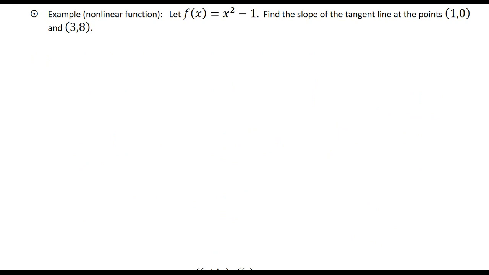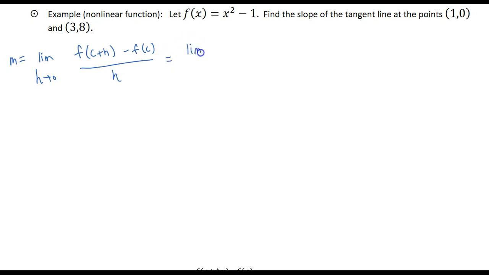Now we're going to look at an example that's a little bit more interesting. We've got f of x equals x squared minus 1. This is nonlinear. And we want to find the slope of the tangent line at the points (1, 0) and (3, 8). Now, I could do this twice using each value of c, or I could do it once and not have to reinvent the wheel. So I'm going to do that. I'm going to find the limit as h approaches 0 of f of c plus h minus f of c divided by h, and then I'm going to plug in each of my values of c.